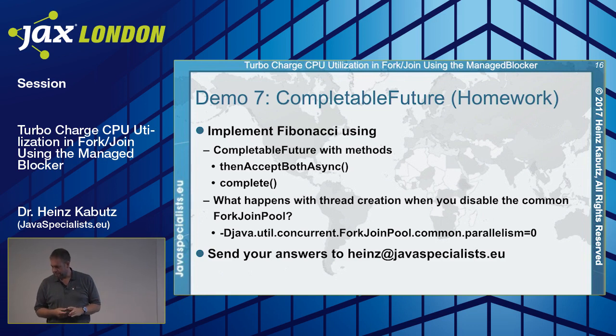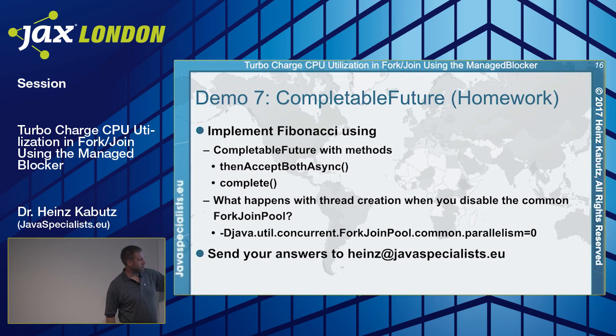You can also try what happens if you disable the common fork join pool. You see, in a server environment, often you don't want to have parallel streams, for example. So you can turn them off. You just say -Djava.util.concurrent.ForkJoinPool.common.parallelism=0, and then it's turned off. There's no more common parallelism. There's no more common pool. It doesn't have any threads. But things go a bit funny with CompletableFuture when you do that. So you can try that out.